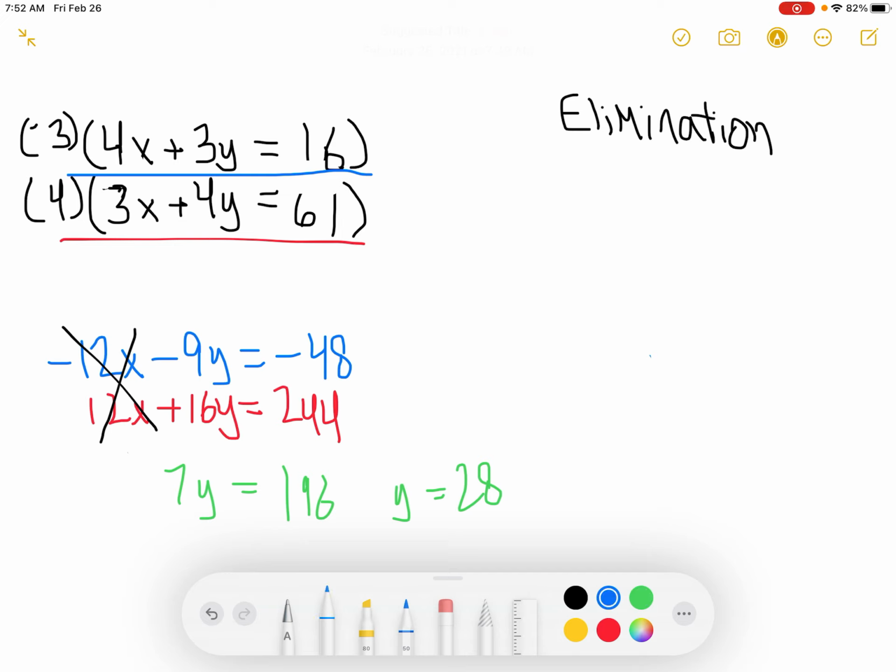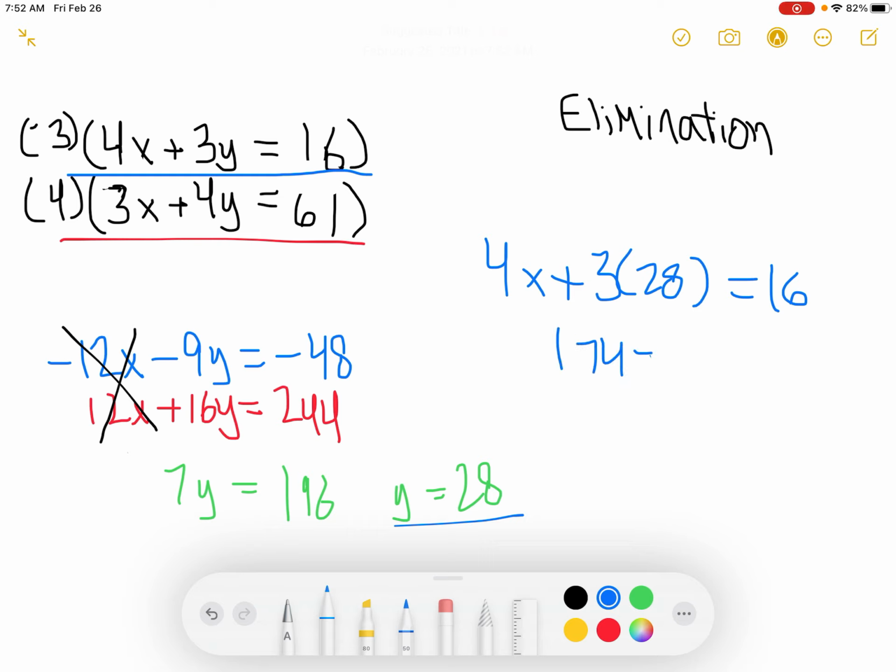if y was 28, we would then substitute in that for the x. So, or sorry, for the y, and then that's how we find the x. So if we use the blue equation, we could do 4x plus 3. We substitute 28 in for y, 16. And then we have 174. 4x plus 174 equals 16. 16 minus 174 is 158.